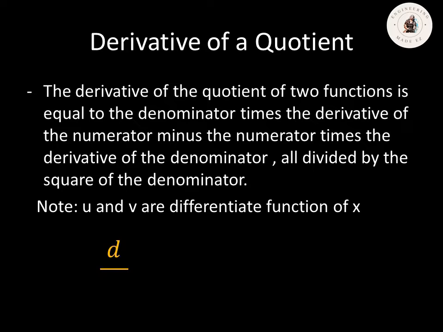To get the derivative of a quotient, let's say for example, we have u over v. So our u here is our numerator and our v here is our denominator. So we're going to use this formula.